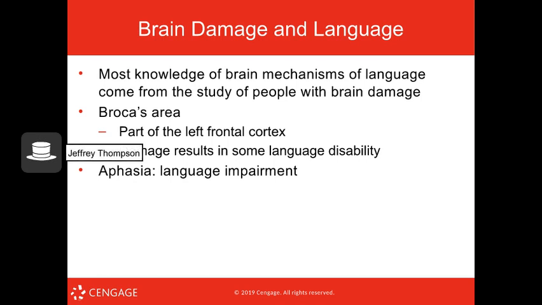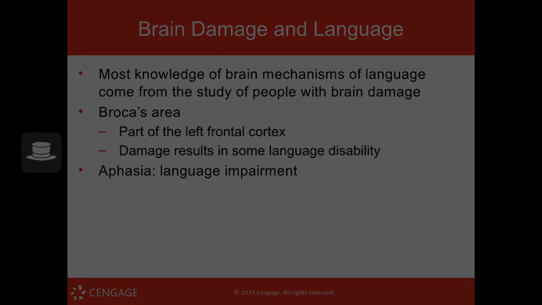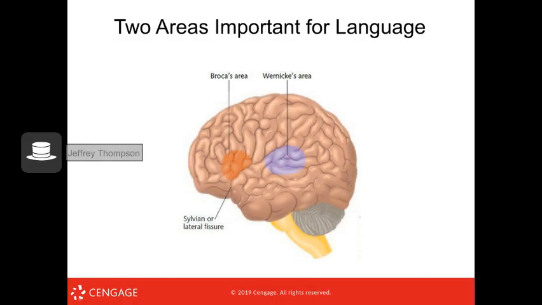As you might know from being in this class forever, a lot of our understanding of brain mechanisms comes from people who have had some sort of localized brain damage. You might remember Broca's area, part of the left frontal cortex, and any damage to that is going to result in language disability, specifically Broca's aphasia. If you remember, we have Broca's area right here and Wernicke's area here.